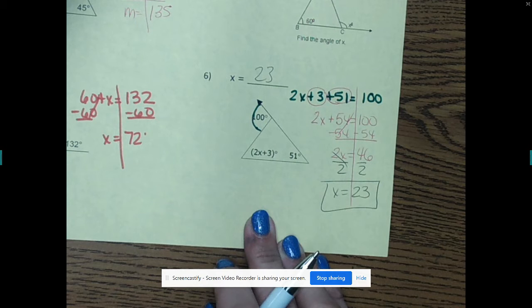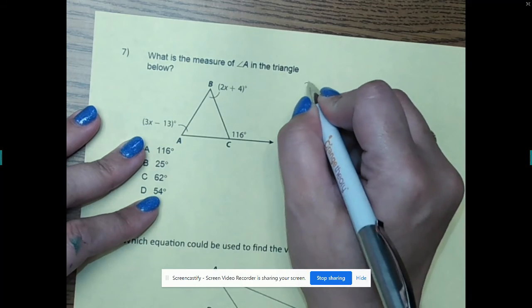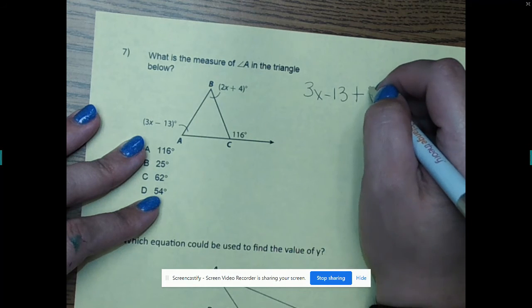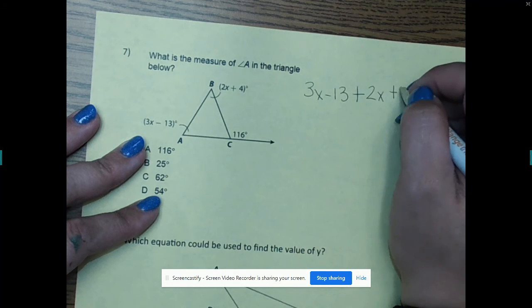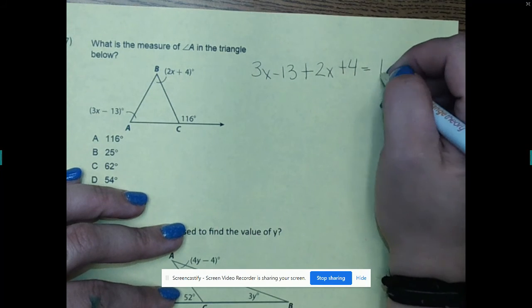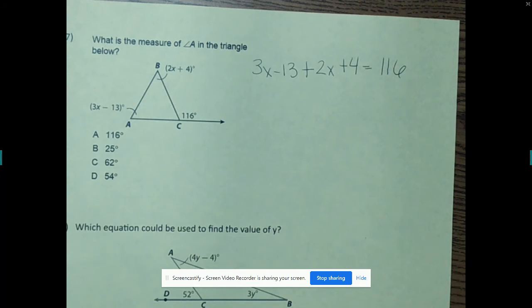All right, we're going to be careful on number 7 because number 7 might be a trick. First of all, on number 7, because I got people still writing, what angles do I add together first of all? 3x minus 13 plus 2x plus 4. And what does that equal? 116. Is everybody okay with how I wrote the equation? Speak now. Everybody's good? All right.